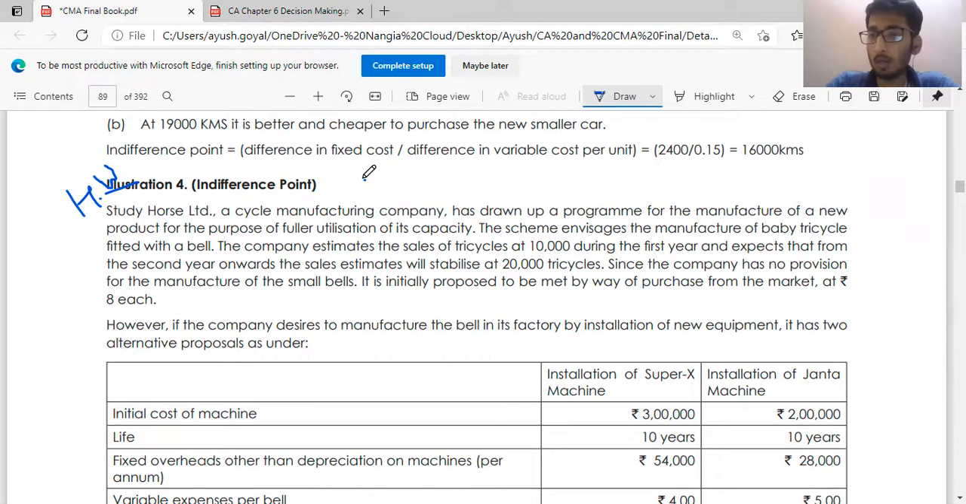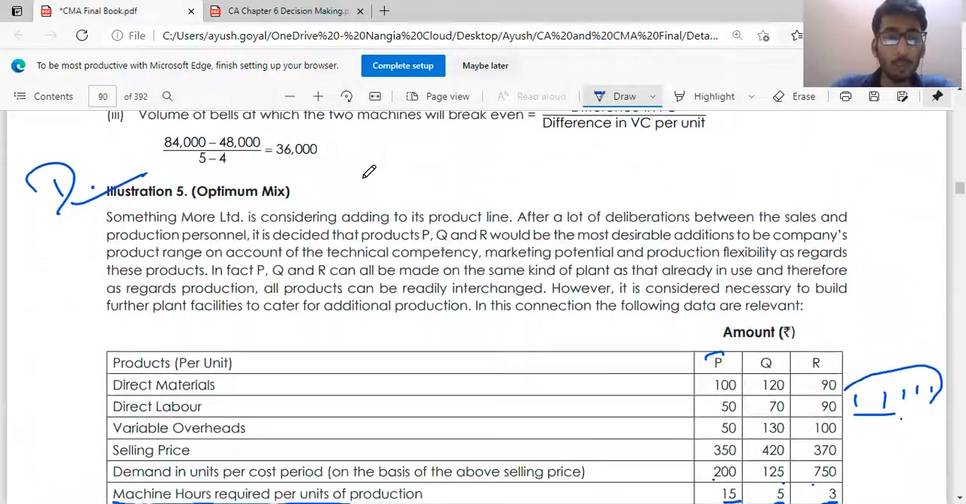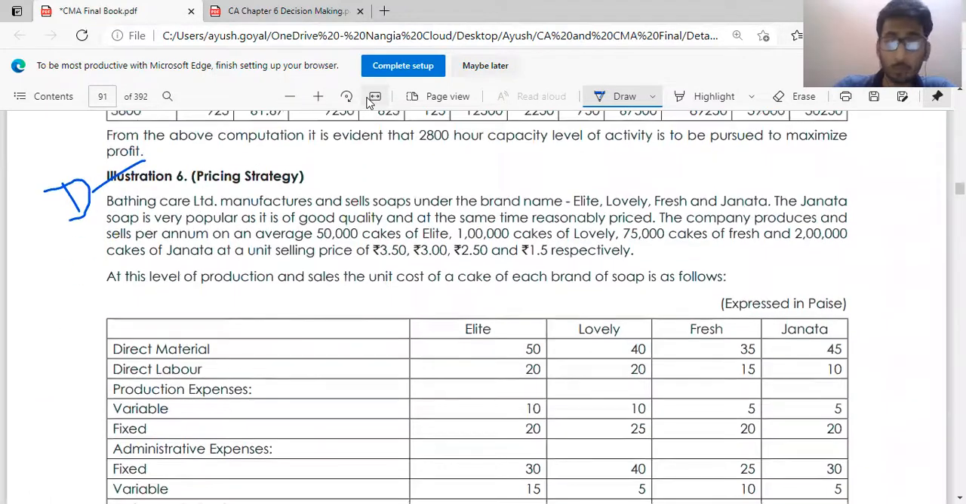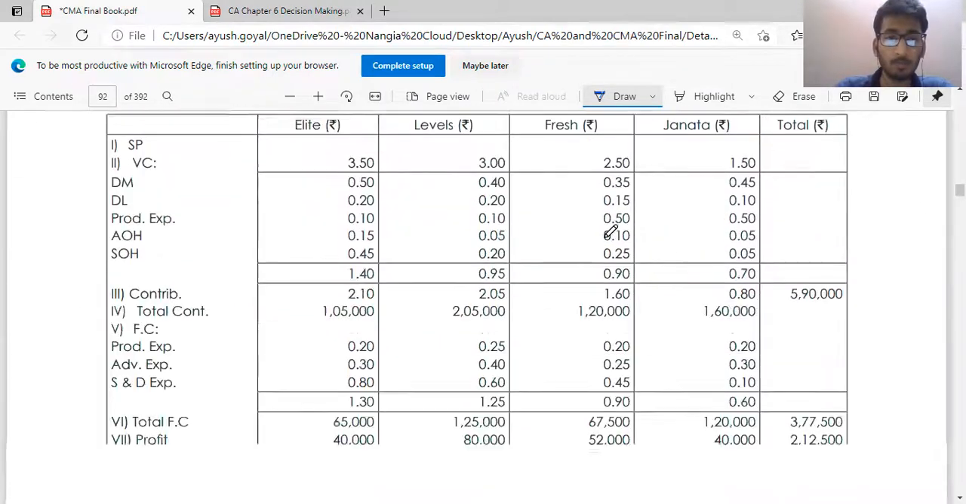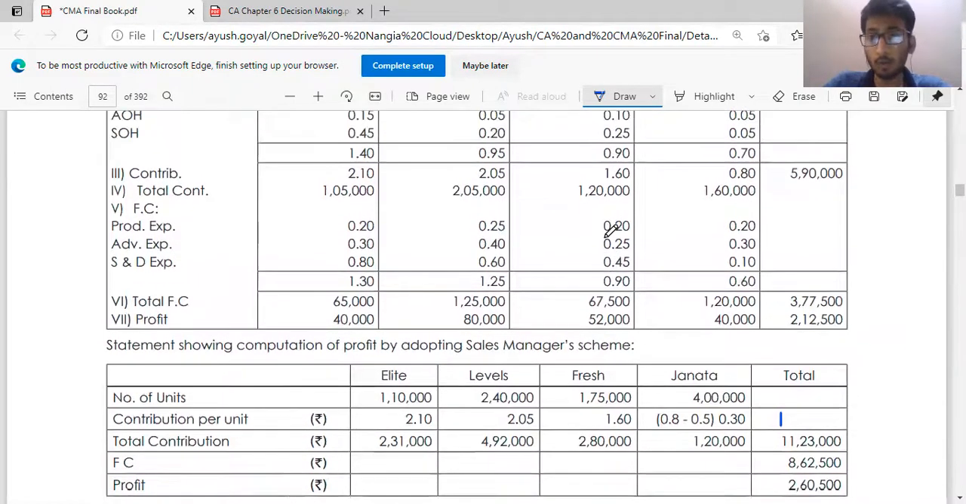Other than that, I have given you some homework as well. So question number four would be your homework. I have already given it to you. The optimum product mix, question number five, we have discussed this question in the class. Question number six, pricing strategy, the Elite Lovely Fresh Chanta, I hope you guys know we have done this question in the class. I'm not discussing the CA final book because in CA final we have a very clear vision that all the questions given in test your knowledge would be your homework, and all the questions other than that, we are discussing along with the topic. So that's why I'm not discussing this thing separately.